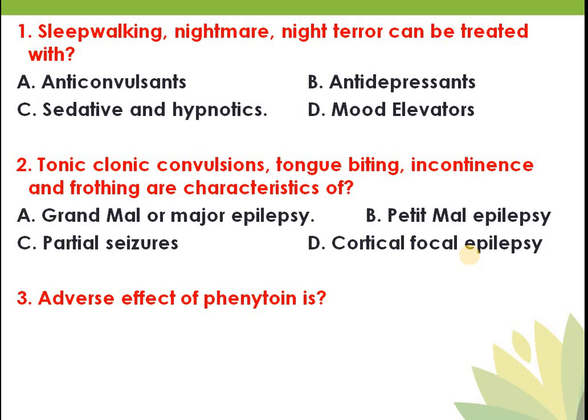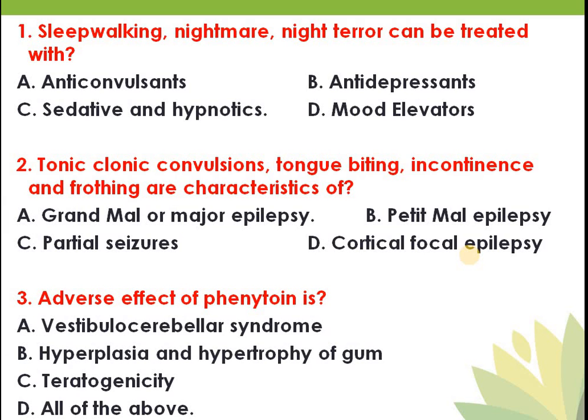Now next question, what are the adverse effects of phenytoin? The adverse effects of phenytoin are: option A, vestibulocerebellar syndrome; B, hyperplasia or hypertrophy of gum; C, teratogenicity; and option D, all of the above. So in this case your answer is all of the above. First of all, we will discuss the mechanism of phenytoin. Okay, so you should remember that phenytoin is a diphenylhydantoin derivative. Okay, it is a hydantoin derivative. Diphenyl means two phenyl rings. There will be two phenyl rings in a hydantoin structure in the phenytoin. Okay, phenytoin क्या है? Phenytoin is an anti-epileptic drug और वो diphenylhydantoin derivative.